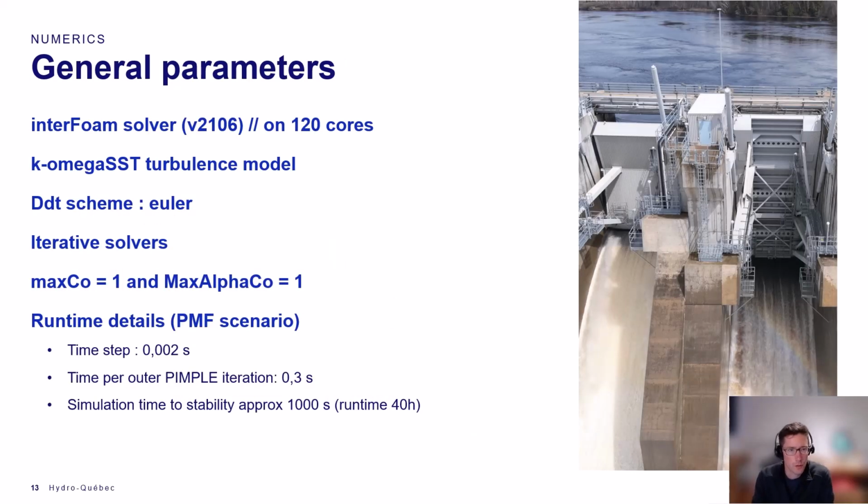We use the interFoam solver, same version as snappyHexMesh, so v2106 for this project, on 120 cores with a k-omega SST turbulence model. We're only working in quasi-steady conditions, so we left the ddt scheme at Euler, and we're using iterative solvers. The CFL condition is limited to 1 in this case, and some runtime details. We have a time step of about 2 milliseconds when simulating the PMF scenario, which gives us a time per outer iteration of about 0.3 seconds and a runtime of 40 hours to reach stable conditions.